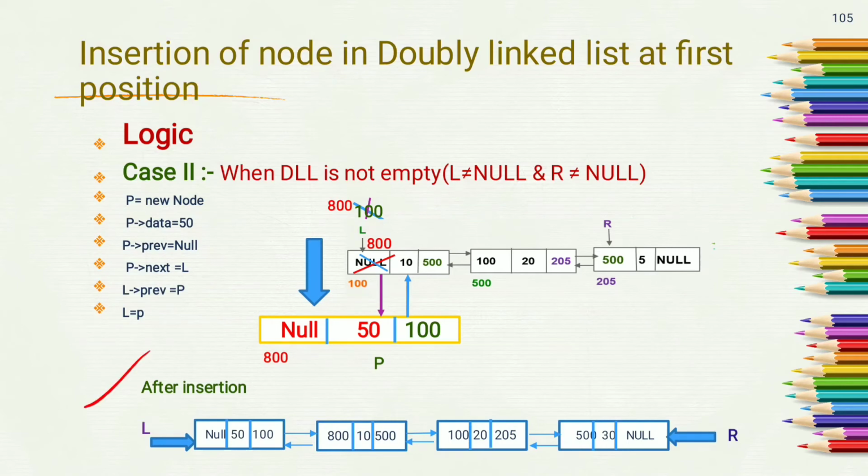After insertion, the doubly linked list contains 4 nodes. First node contains value 50, second node contains value 10, third node contains value 20, and fourth node contains value 5.